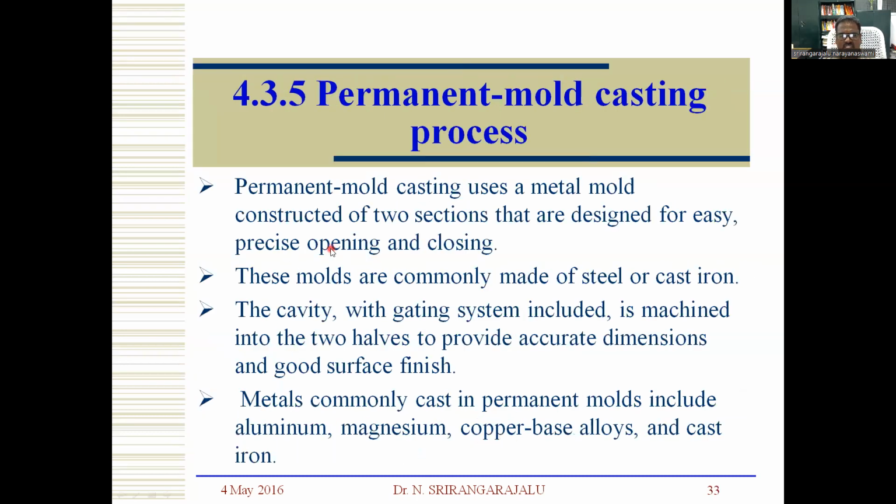Next one is the permanent mold casting process. Permanent mold casting uses a metal mold constructed of two sections that are designed for easy, precise opening and closing. These molds are commonly made of steel or cast iron. The cavity with the gating system included is machined into the two halves to provide accurate dimensions and a good surface finish. Metals commonly cast in permanent molds include aluminum, magnesium, copper-based alloys, and cast iron, etc.